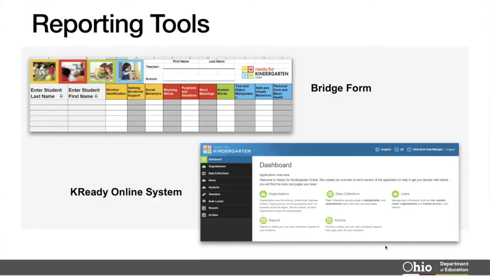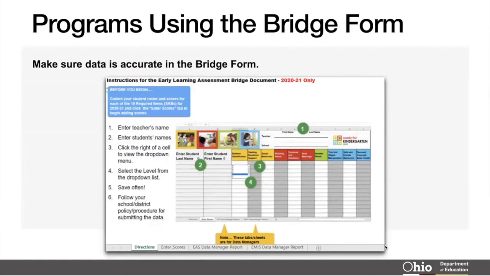If you're using the bridge form, that is just an Excel document that's posted on our webpage. So you would download that, and you would need to download a new form. Don't use the same one from the fall because you don't want to override what you did then. Hopefully you saved your fall scores and now you have a new form for the spring scores. You will have to use some local communication methods to make sure that data is accurate prior to handing it off to the EMIS coordinator or to whoever puts the data into EAS.